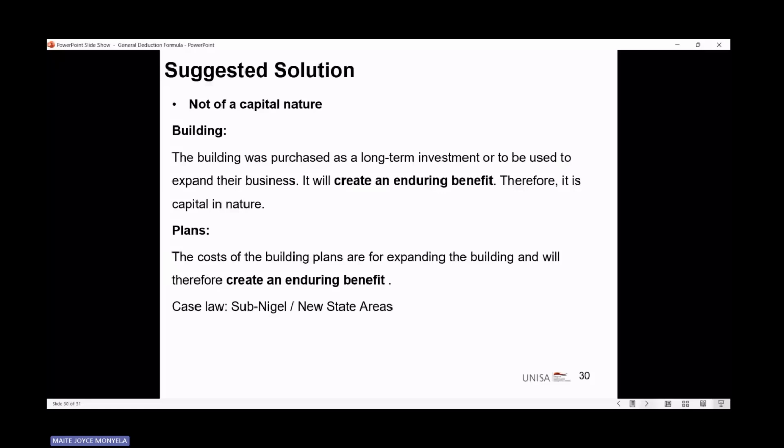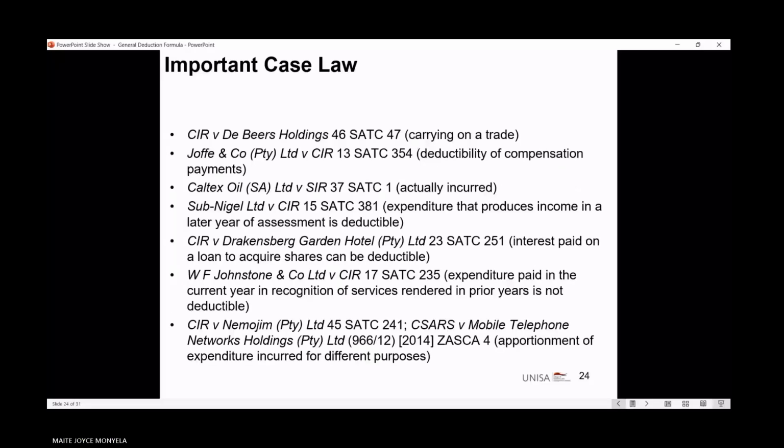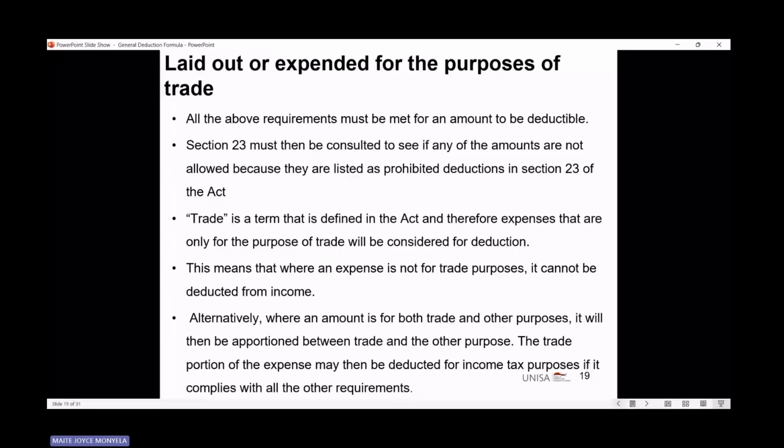Also, it goes with the plan. So you need to go through this case law. Next time I'll show you how to apply the case law to the question, but I think we have an example where we apply the case law to the question. Let me go through it again.